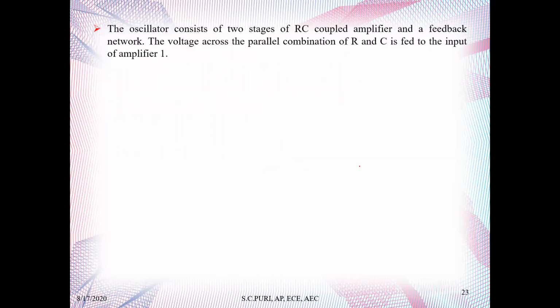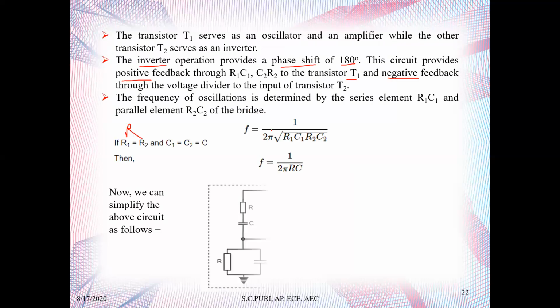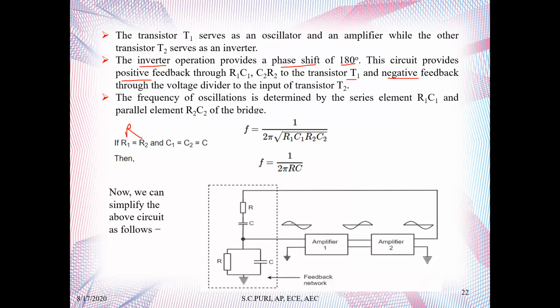The oscillator consists of two stages of RC coupled amplifier and a feedback network. The voltage across the parallel combination of R and C is fed to the input of amplifier 1. The net phase shift through the two amplifiers is 0. As you can see here, there is a phase shift here and there is a phase shift here. So finally it is a 0 phase shift over here.